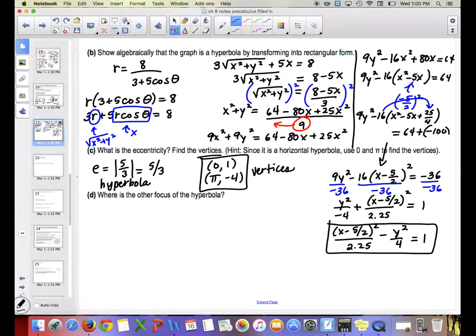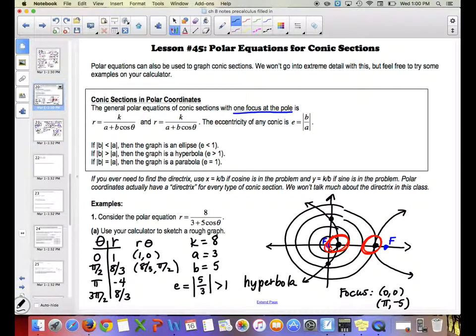And then where's the other focus? We already talked about that. The other focus is pi, comma, negative 5. Because the one focus is always at the pole. It's always 0, 0. Okay? So personally, I think polar coordinates are kind of nice. Doesn't this equation look much nicer than the other equation? It does. So it kind of depends on what you prefer.